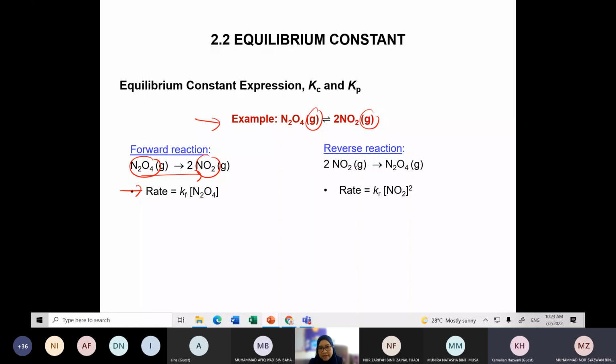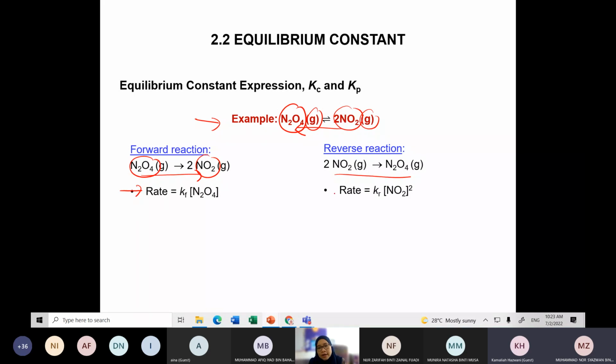And as for the reverse reaction, imagine this reaction is going to the left. So NO2 will be the reactant. It will be consumed, because it is the only one present at that time, to produce N2O4. So this is the reverse reaction, NO2 producing N2O4.